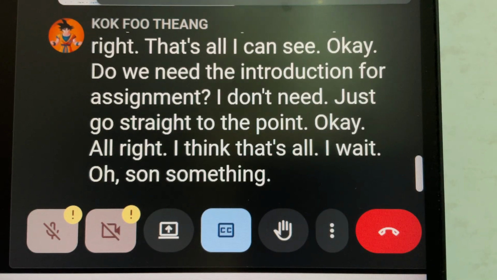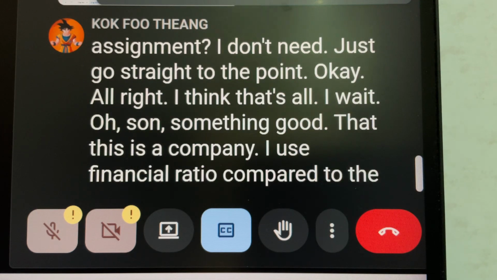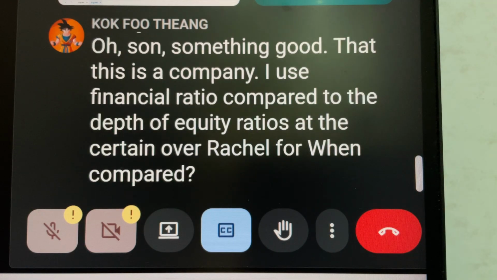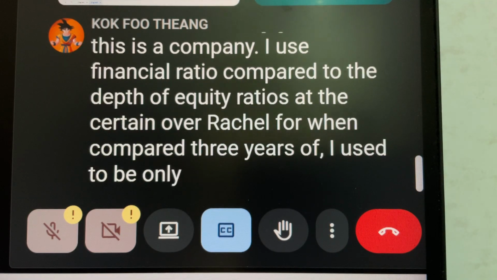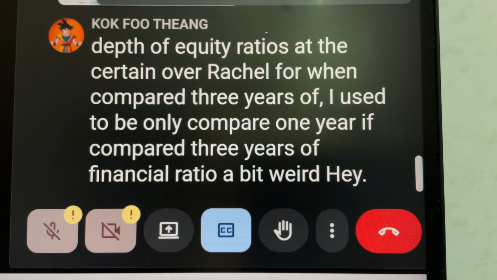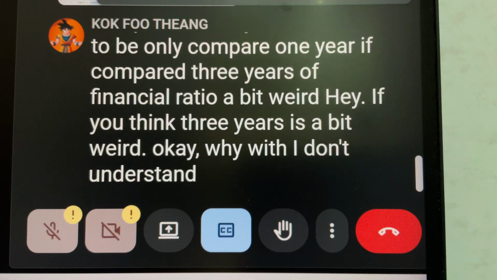Suddenly got the debt analysis of the company. I use financial ratio compared to the debt to equity ratios at the certain over ratio for above. Won't compare 3 years of financial ratio. Only compare 1 year. If compare 3 years of financial ratio, a bit weird. If you think 3 years is a bit weird, okay, why weird? I don't understand why weird.